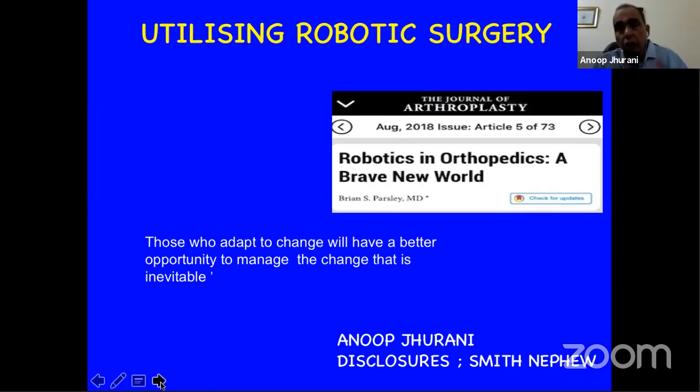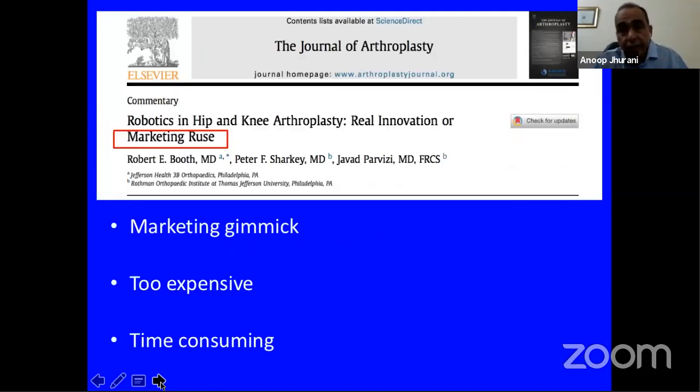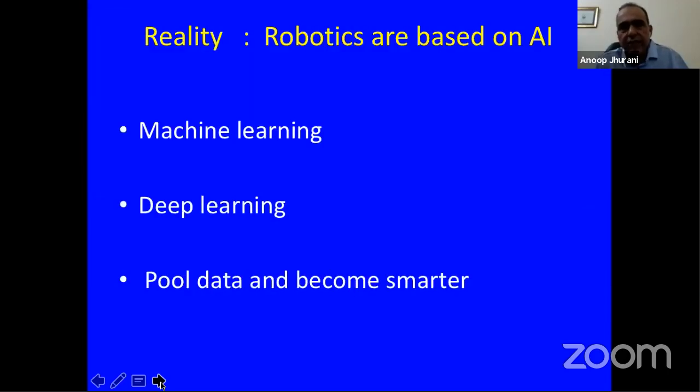We have been doing robotic unis for the last 2 years, but there are results of robotic unis up to 8 years in the literature. And robotics are often criticized in advertorials or editorials as marketing gimmicks or as being too expensive and time consuming. But let's leave that debate aside and look at the science.